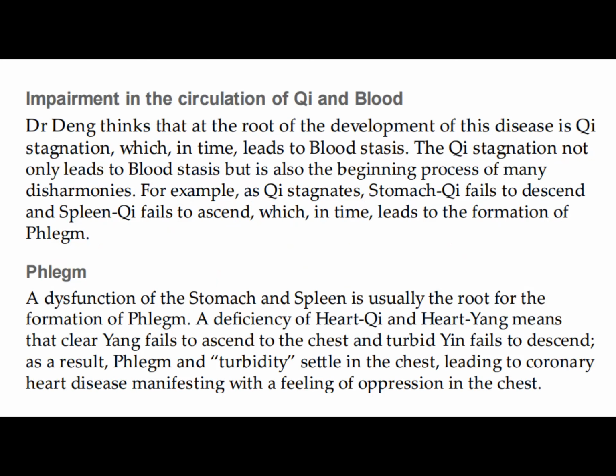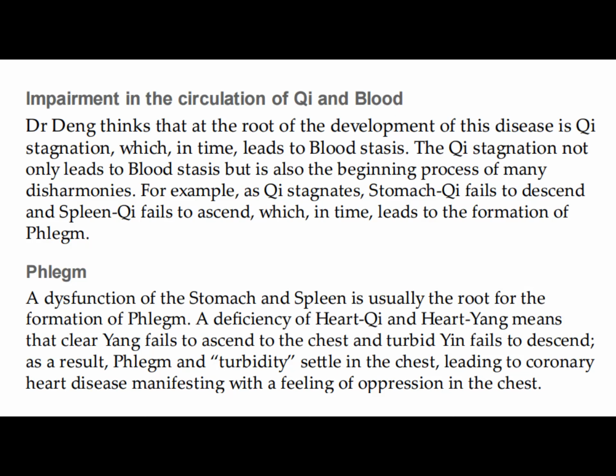For example, as qi stagnates, stomach qi will fail to descend and spleen qi will fail to ascend, and this will lead to formation of phlegm in time. A dysfunction of the stomach and spleen is usually the root for the formation of phlegm.